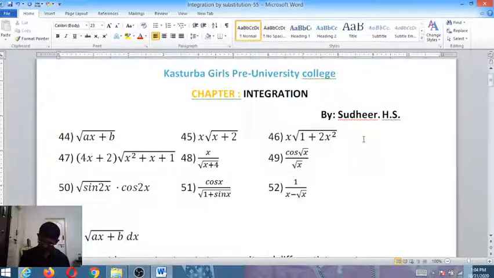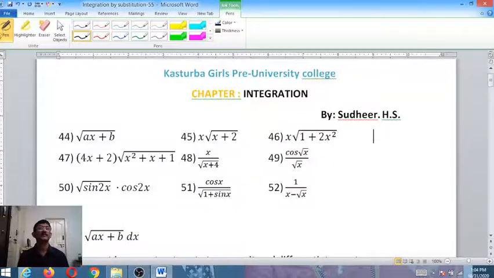Welcome student. Now we shall solve certain problems using the substitution method, but these problems have a root here, isn't it? Root of x plus b, x into root. In each of the problems we follow only one method. What is that method? Look at it.